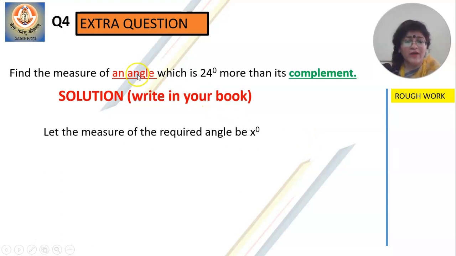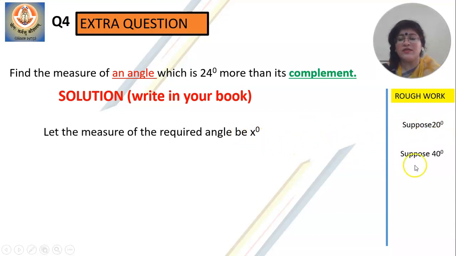Now, you have to find the complement of x. So, the complement of x will be 90 minus x. Why would it be 90 minus x? Look at the rough work. Suppose I say that the required angle is 20. What will be its complement? 90 minus 20. Suppose the required angle is 40. What will be its complement? The complement of 40 degrees is 90 minus 40. So whatever you take here, its complement will be 90 minus that angle.